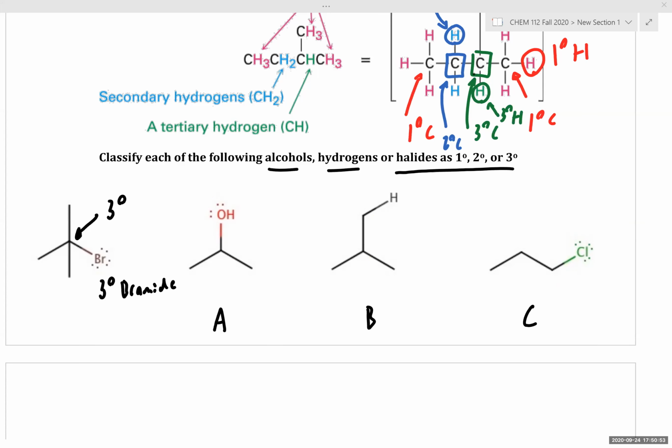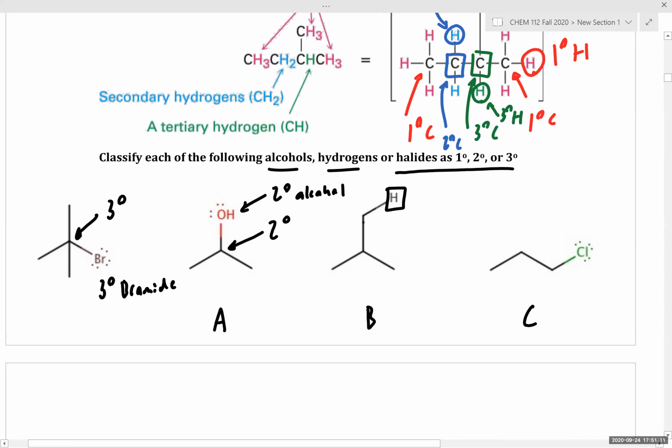So first and foremost, in structure A, looking at this carbon, it's attached to 2 other carbons. So we have a secondary carbon, and as a result, we have a secondary alcohol. In structure B, what is this hydrogen attached to? Let's circle that carbon. Now, is this carbon that the hydrogen is attached to primary, secondary, or tertiary? Primary. We have a primary carbon, and as a result, we have a primary hydrogen. Does that make sense to everyone?